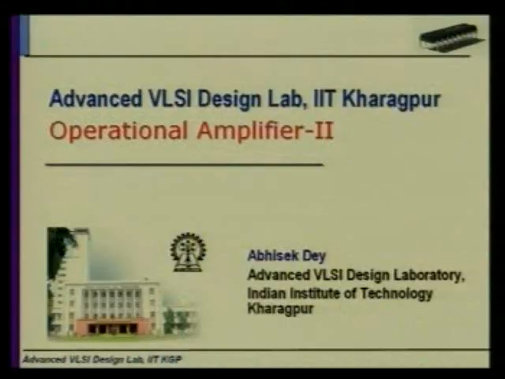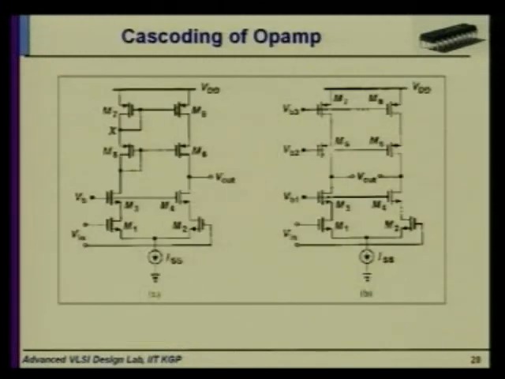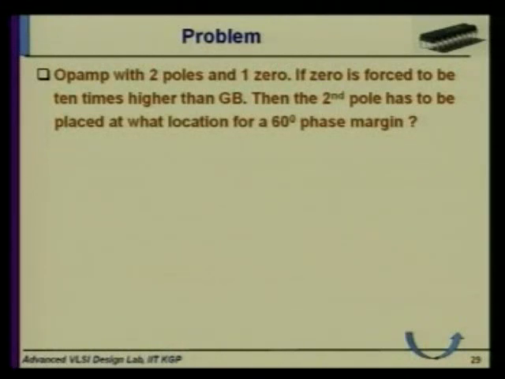Okay, so today this is Operational Amplifier 2, second class. In the last class we discussed a problem regarding the design of a system with 2 poles and 1 zero, where the zero was supposed to be at 10 times the position of GB, and what should be the position of the second pole so that the phase margin is 60 degrees. So we have solved this problem.